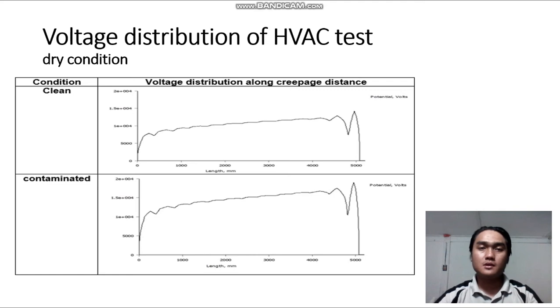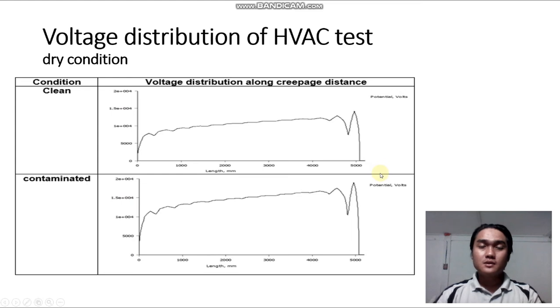The results of the test on the dry and clean condition show that the voltage potential for the dry and clean condition is lower than the voltage potential found on the insulator for the dry and contaminated condition. This test shows that when the insulator is in a dry and contaminated state, it will cause a higher voltage value than when the insulator is in a dry and clean condition.